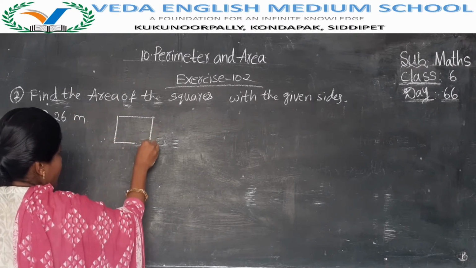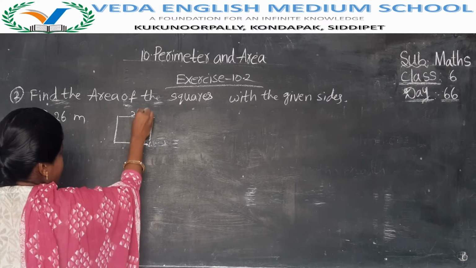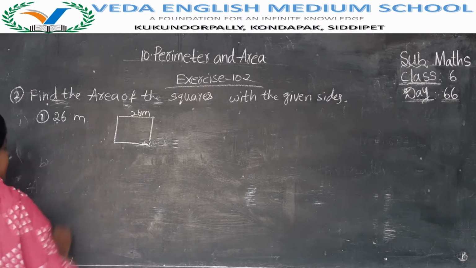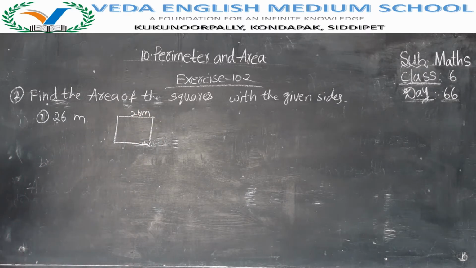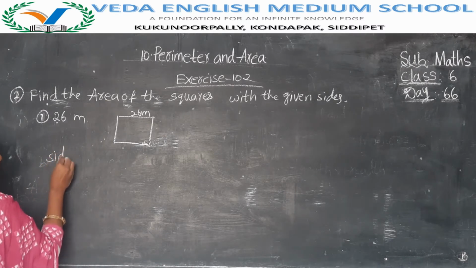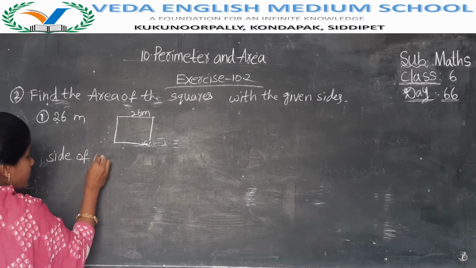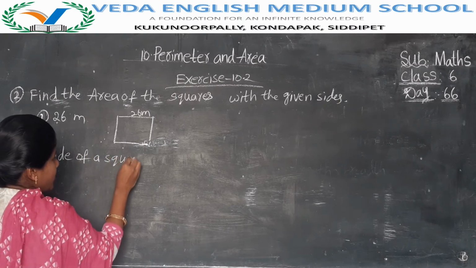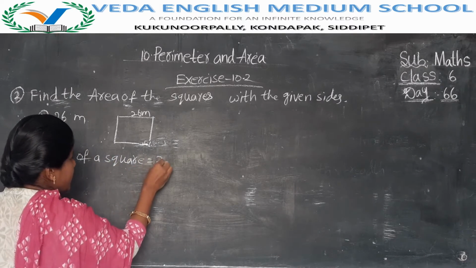Remaining problems also draw like this. If one side is 26, then remaining all sides are also 26 only, because in a square all sides are equal. Any side equal, so it is 26. So side of a square is equal to 26 meters.